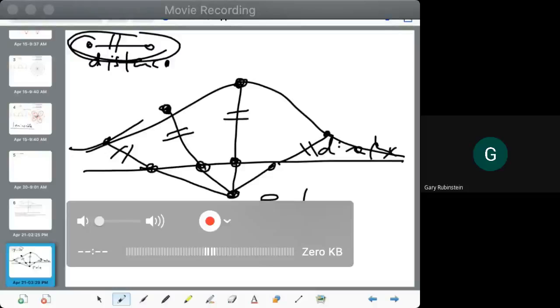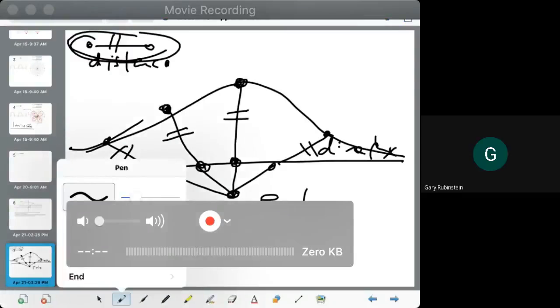Oh wait, there's a comment there. Now, the loop on the bottom, let me use a different color for that.